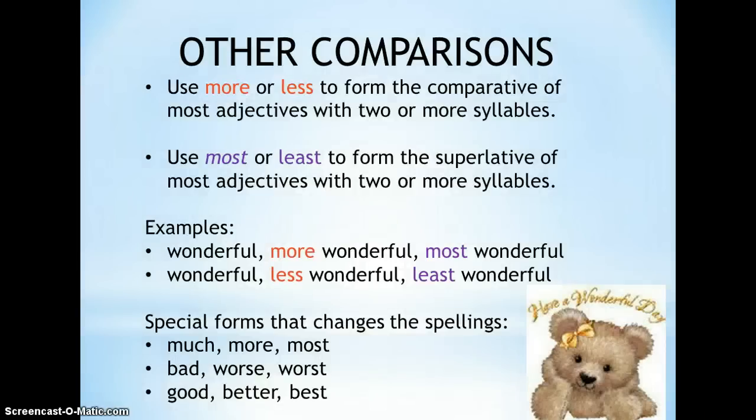Other comparisons. Use more or less to form the comparative of most adjectives with two or more syllables. Use most or least to form the superlative of most adjectives with two or more syllables. Examples. Wonderful, more wonderful, most wonderful. Less wonderful, least wonderful. Sometimes you need to change the spelling of the words. Much, more, most. Bad, worse, worst. Good, better, best.